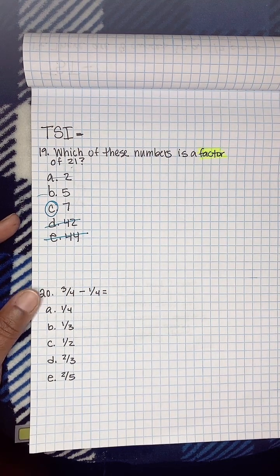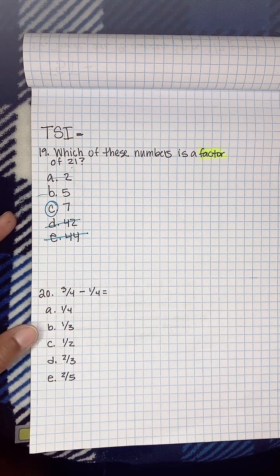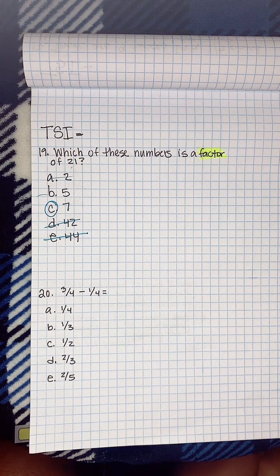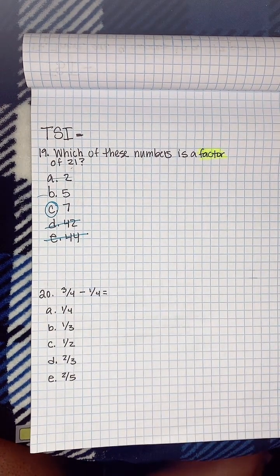All right, 20. A, B, C, D, or E. What do you guys get? C, C, C. 1/2. Ooh, okay. C, C, C. Tyra, okay, I see you. C, C. Everybody's saying C.